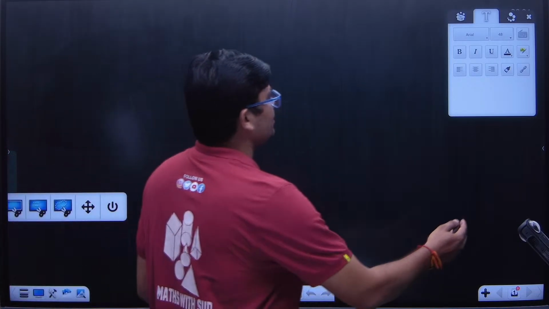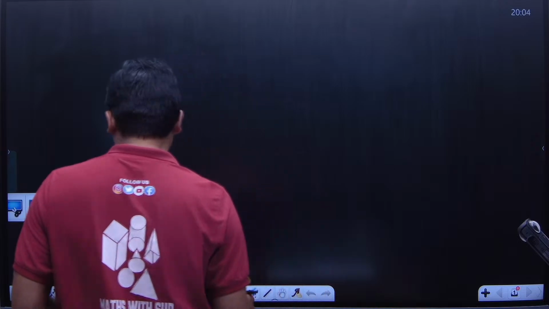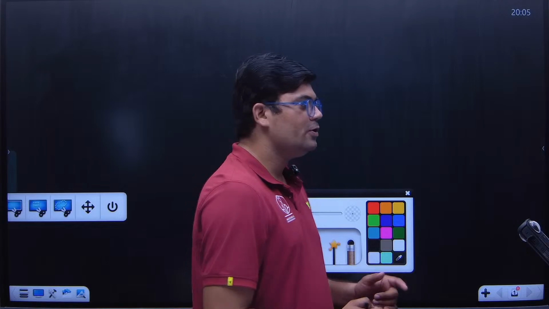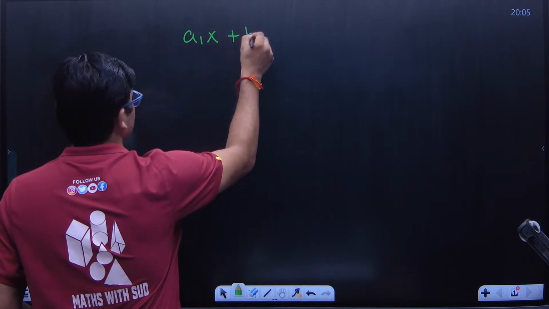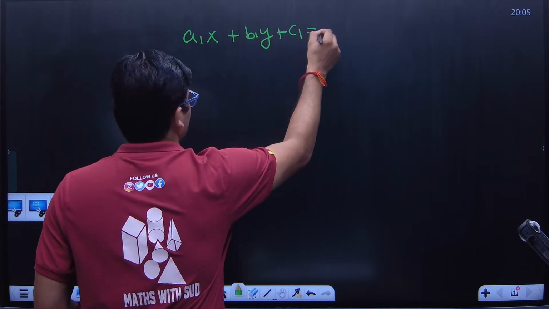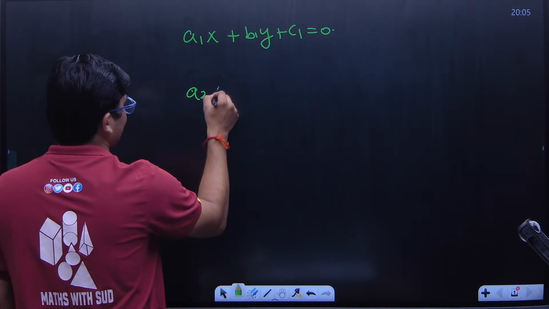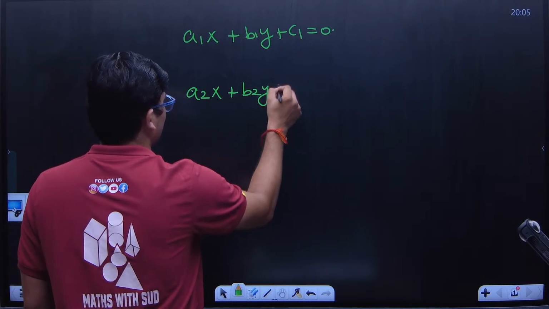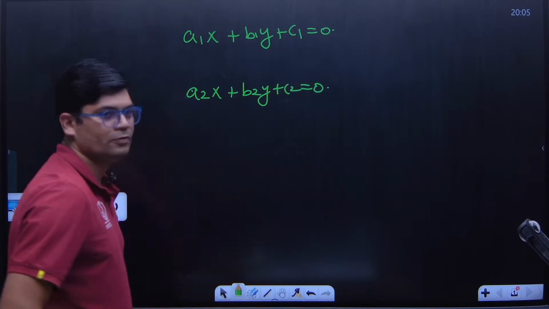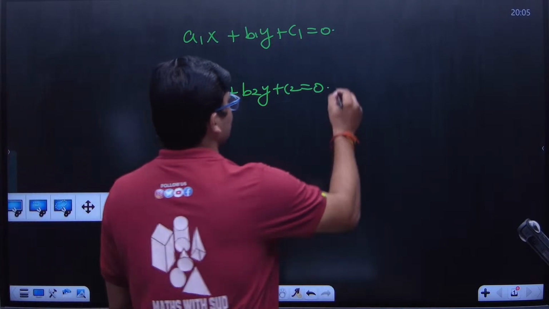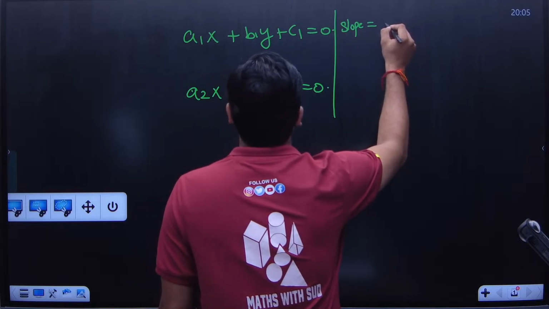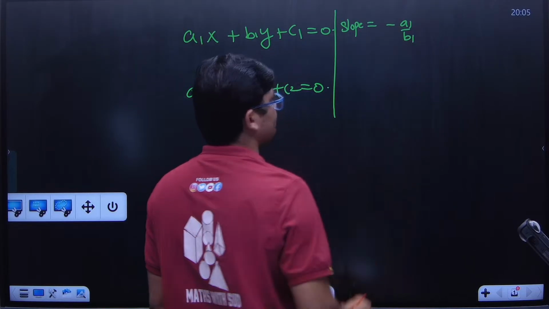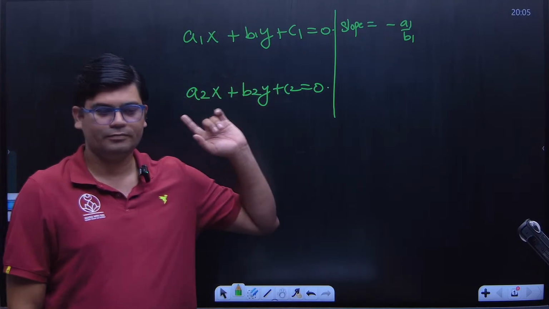Okay, so in the last class Akriti, I told you about the conditions on which the straight lines are either parallel or intersecting, or we can say coinciding. If I again tell you the general equation, it is a1x plus b1y plus c1 is equal to 0, and for the second line it is a2x plus b2y plus c2 is equal to 0. Now if I ask you what is the slope of the line here, the slope is minus a1 upon b1. Are you getting it? Yes, sir.